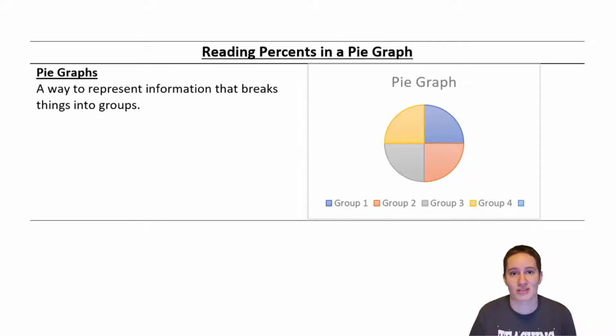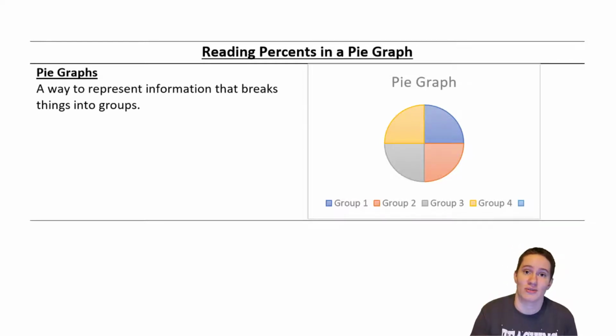So a pie graph looks like a circle that is divided up into slices, kind of like what you would do with a pie, unless you're one of those weird people that just digs in with a fork in the middle or on the side. I don't know what's wrong with you if you do that, but so we divide it into slices.